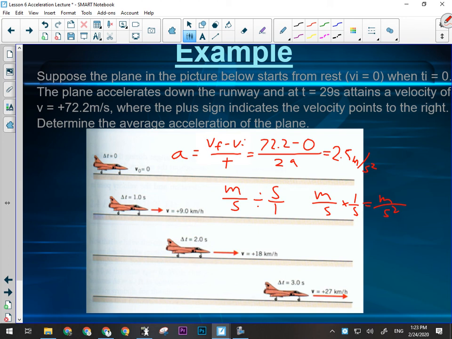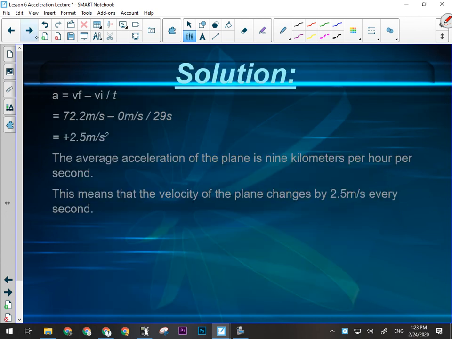It doesn't mean your number is squared. It doesn't mean you need to square root anything, because I see people do that. Don't do that. It's just the units. It's meters per second squared. Is that ringing a bell for everybody? All right. So that's the calculation we just did, 2.5 meters per second squared.